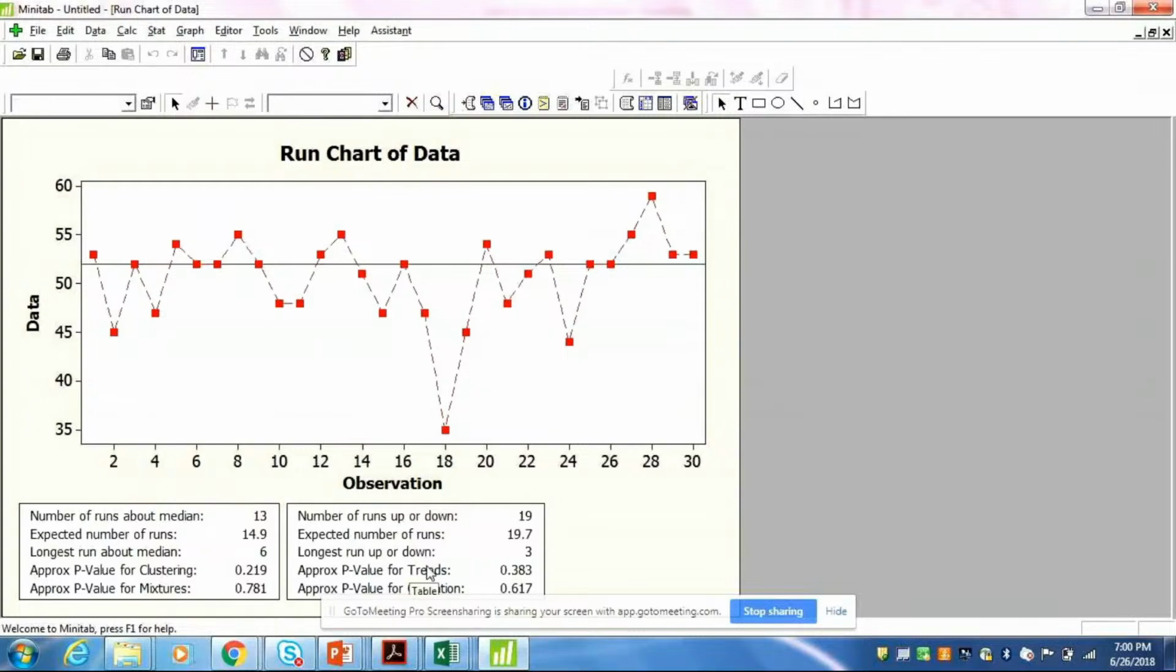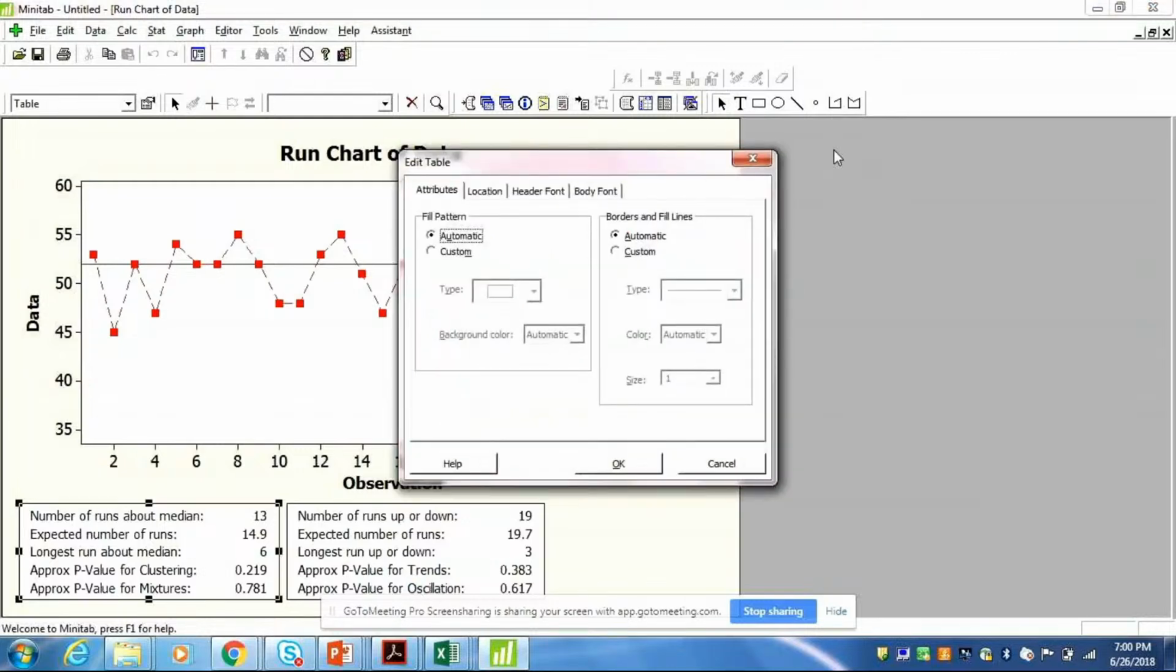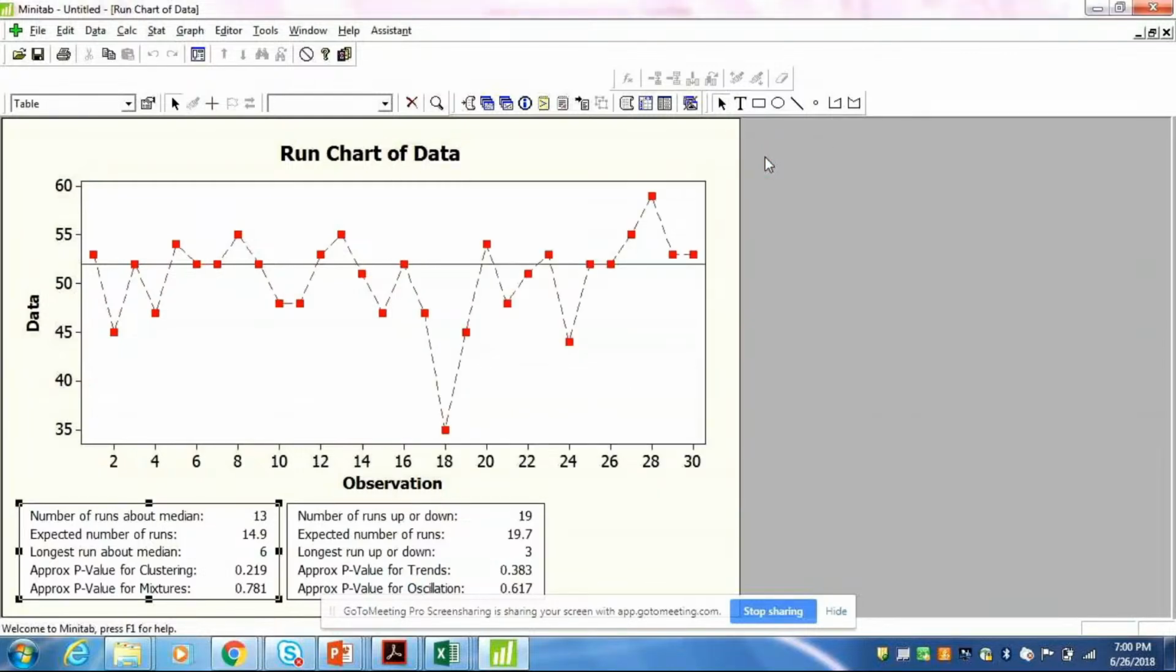Let's check for trend. It is 0.383, which is again greater than 0.05. So trends are not there. Mixtures, it's 0.781, and oscillation, it's 0.617. Right? So neither mixtures nor oscillation is there in the data set. So that means our process is stable and independent. Okay, this is how you would interpret a run chart.